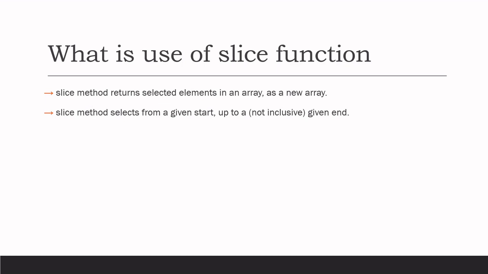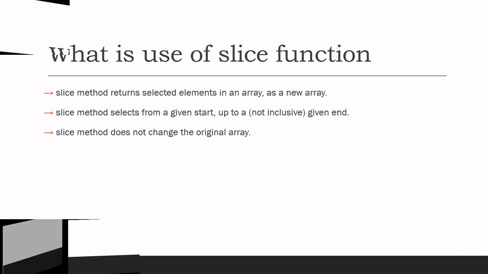So let's say we have the elements 0, 1, 2, 3, 5. When I say the start point is 0 and the end point is 3, the third index is not included. Only 0, 1 and 2 are included in the new array. The slice method does not change the original array. It always returns a new array, but it does not change the original array. So that stays as it is.